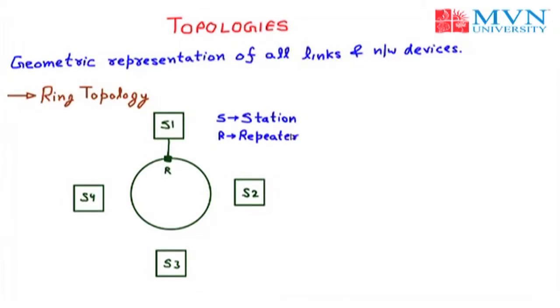The main purpose of the repeater is to regenerate the signals. For example, when I am sending some signals from one direction to a different direction, the signal quality may be lost. So the repeater regenerates the signal and also provides the same strength at the other location. Again, we have S2, S3 and S4. They are connected to the same ring with the same repeaters. This type of topology, in which the various stations, systems or computers are connected in a ring fashion with the help of repeaters, is called the ring topology.